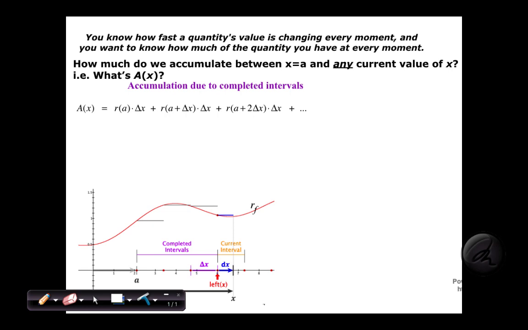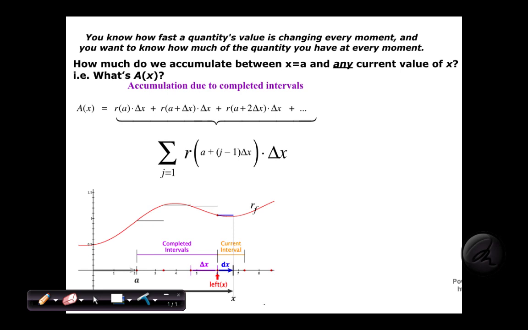So I could write r of a times delta x, r of a plus delta x times delta x, r of a plus 2 delta x times delta x. So all those r expressions are a rate in the first interval, rate in the second interval, rate in the third interval, and so on. Now, if x was small, I wouldn't necessarily have even that many terms. But just imagining a big x so I can get the pattern down and set up my sum, we could figure out how many terms there are for any specific x value later. But the pieces that are all the same from all the complete intervals are a rate times a delta x. And those rates were all evaluated at the left end of intervals at prior values of left of x. So we have this sum.